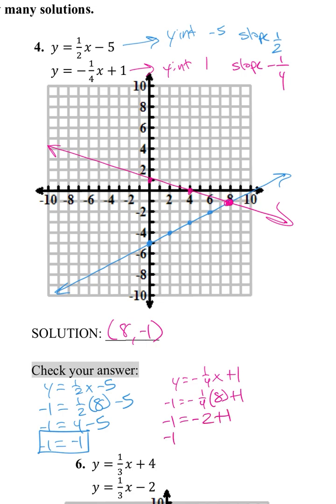So you've got negative 1 equals negative 2 plus 1. That's negative 1. So guess what? This solution checks, and that is the solution. It is, in fact, the point of intersection of these two equations. Okay, number 5.